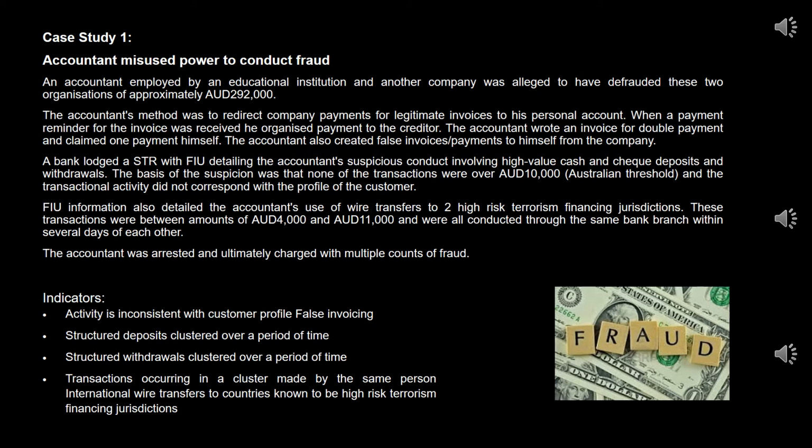Accountant misused power to conduct fraud. An accountant employed by an educational institution and another company was alleged to have defrauded these two organizations of approximately $292,000 Australian dollars. The accountant's method was to redirect company payments for legitimate invoices to his personal account. When the payment reminder for the invoice was received, he organized payment to the creditor. The accountant wrote an invoice for double payment and claimed one payment himself. The accountant also created false invoices to himself from the company.